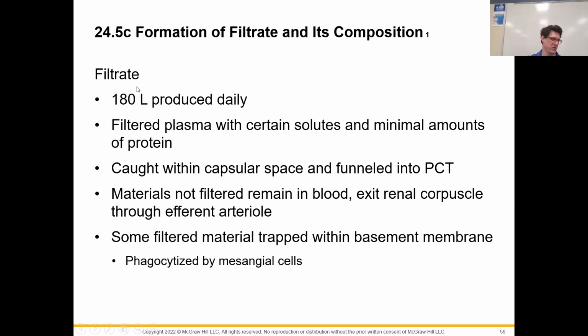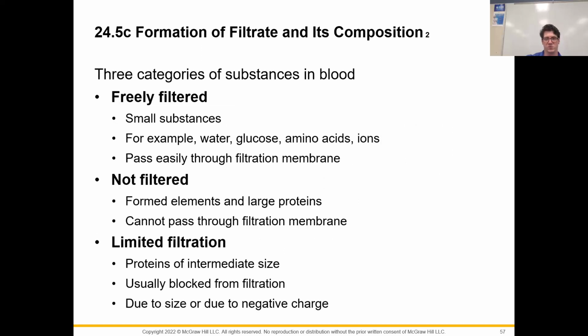Now, you may wonder how much filtrate we are producing. We are producing as much as 180 liters of filtrate a day. That's a lot. I don't know about you, I've never urinated 180 liters in a day, nor should you. That should tell you how much reabsorption our body is actually having to do. We are reabsorbing the vast, vast majority of that.